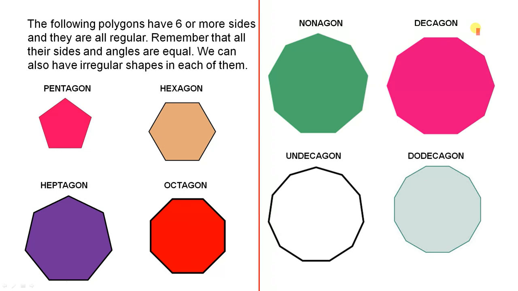So it's 10-sided. This is a very rare one. You don't see this very often. It's an 11-sided shape, and it's called an undecagon. And we'll finish off with the 12-sided shape, and it's called a dodecagon. Now, they're just examples of polygons. They're regular, and some of them are quite unusual.